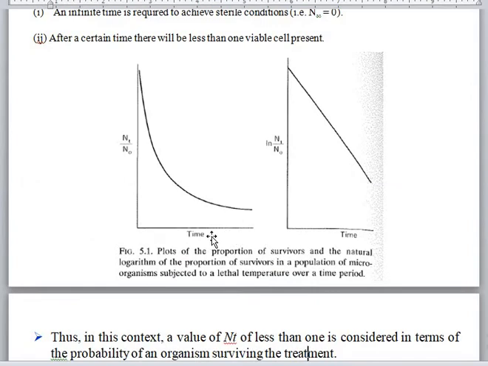Here is a graph of time against Nt/N0 and ln(Nt/N0). Here is the number of microorganisms present at the initial stage. When the time increases after sterilization, the number of microorganisms is reduced, so it is a curved graph. After taking the natural logarithm, you can see a steady decrease in the presence of microorganisms as the time and the sterilization treatment increase.